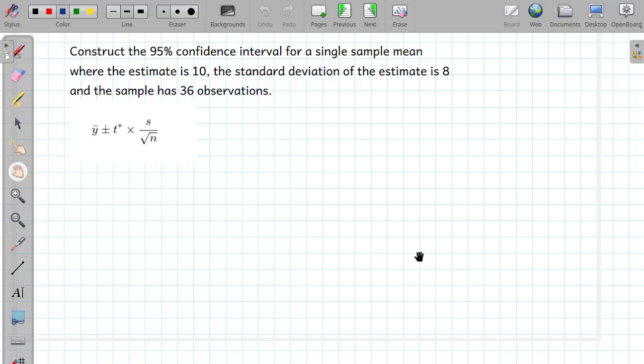I want to construct the 95% confidence interval for a single sample mean, where the estimate is 10, the standard deviation is 8, and there are 36 observations.